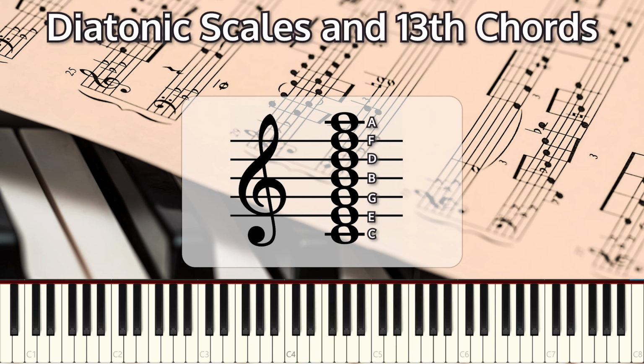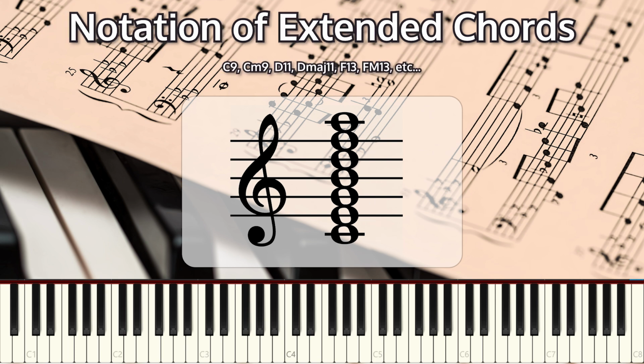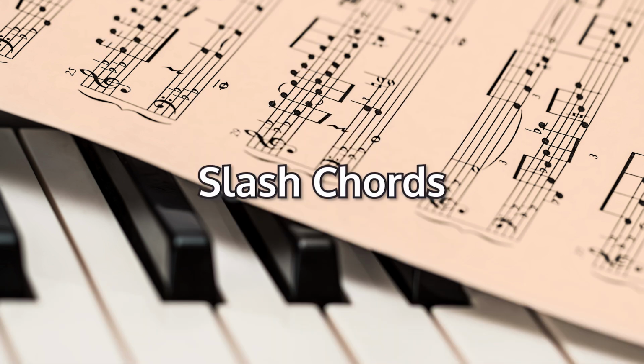A 13th chord includes all the notes of a 7-note scale. For example, a C major 13th includes all the notes of the C major scale. These chords are typically written with the same notation as 7th chords, except the 7 is replaced with 9, 11, or 13, depending on the chord.